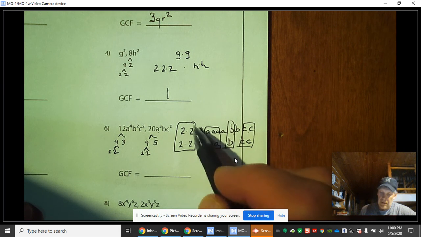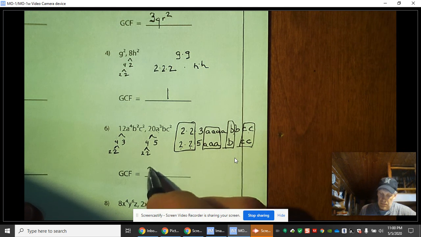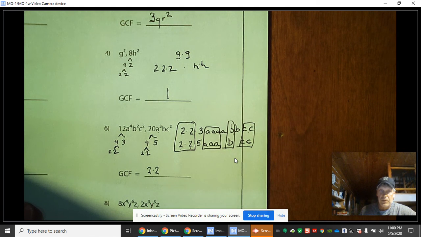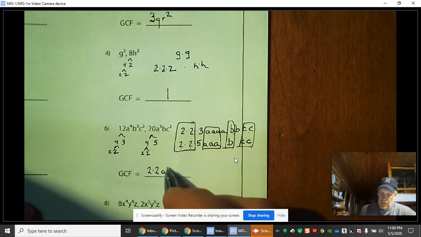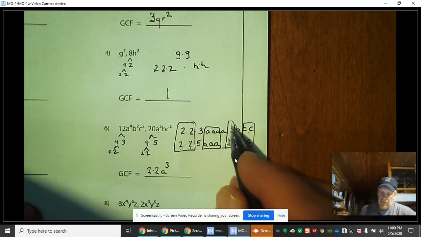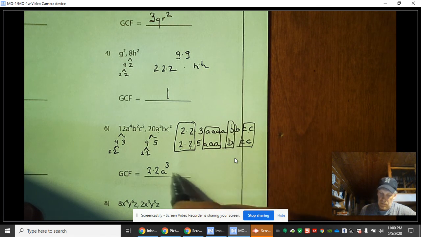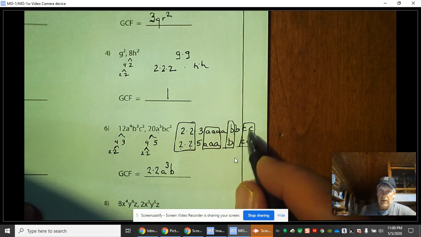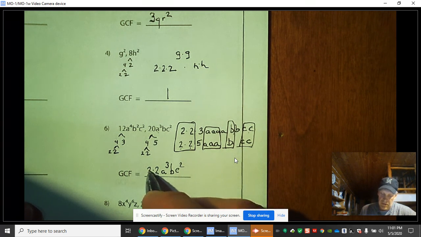So if you look, what do they have in common? Well, 2 2's. Write it down. 2 times 2. How many a's do they have in common? 3. So write a cubed. How many b's do they have in common? Well, they just have 1. This only has 1. So what do they have in common? Just 1 b. And then c, they both have 2 c's, so I write c squared. But instead of writing 2 times 2, I'm just going to write 4 a cubed b c squared.